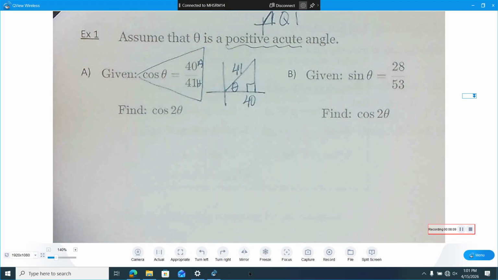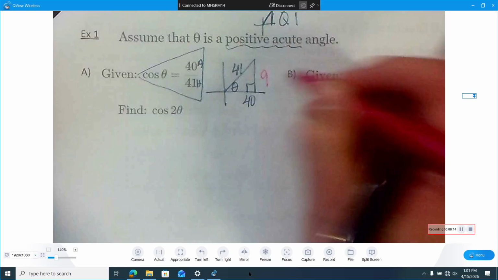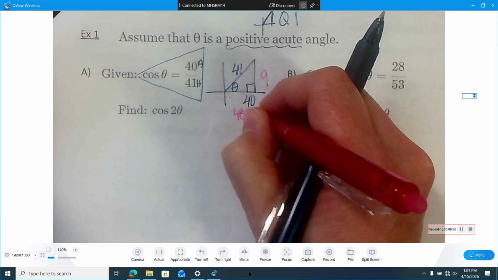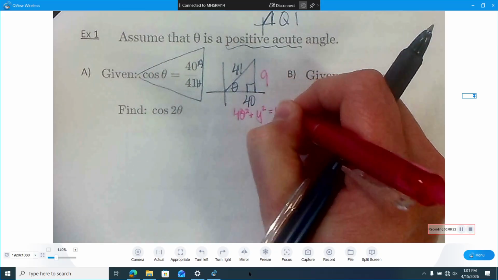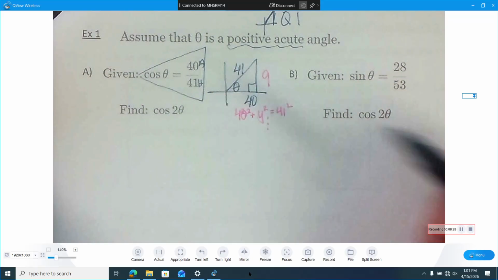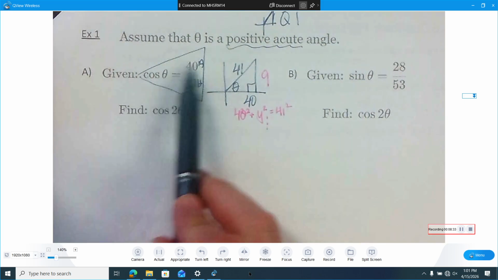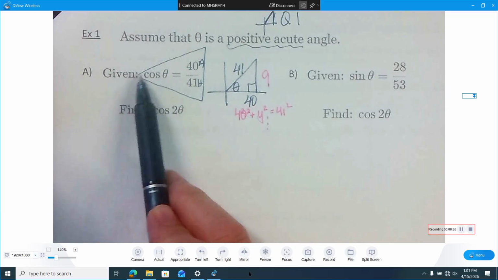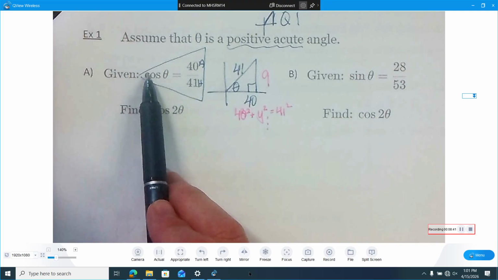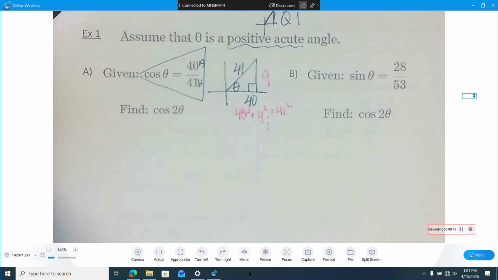Do you remember what the other side would be? 9. Good. And we got that using the Pythagorean theorem, right? Just in case you're curious, 40 squared plus something squared equals 41 squared, and if you do the math, you get 9. You may or may not have to draw the triangle, but I want to remind you that anytime you have a trig function like this, there is a triangle, which is why I did not circle it, I triangled it. It's a triangle shape to help you remember to draw the triangle, okay?